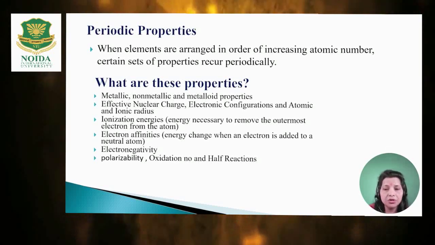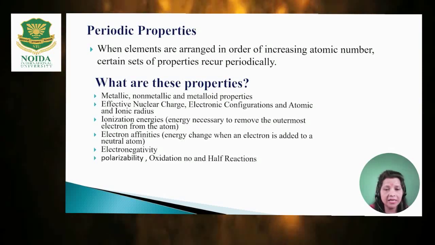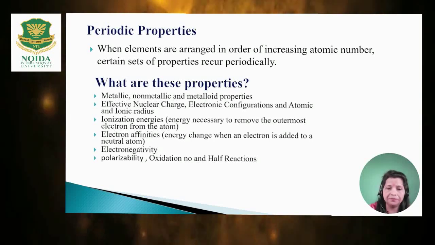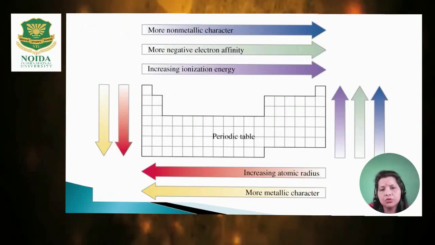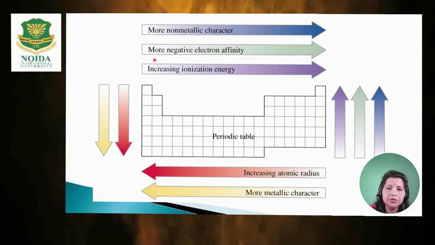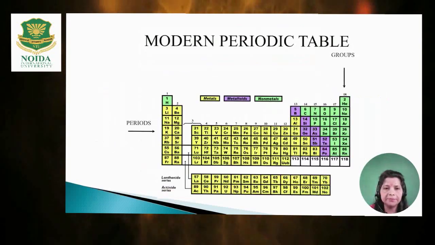So under this module, we will study all these properties and their sequences when we move left to right in the periodic table or top to bottom. This is a summary of the various properties as we move top to bottom and left to right, how the non-metallic character changes, and how the electron affinity becomes more negative. Why and how this is happening, we'll study all this in the course, right?